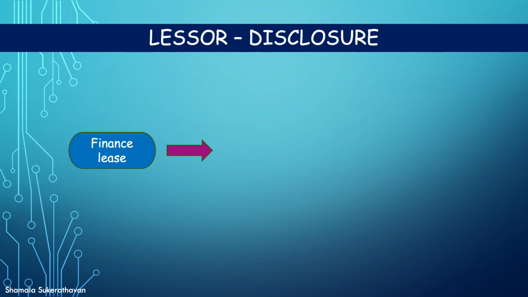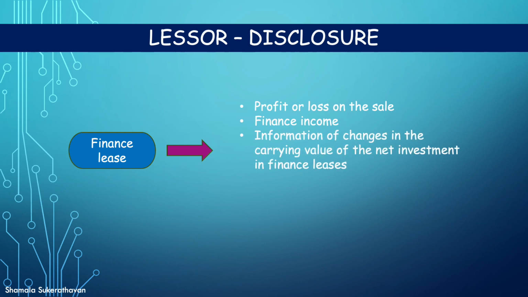IFRS 16 requires for finance lease a lessor to disclose the following: 1. Profit or loss on sale. 2. Finance income on the net investment in lease. 3. Information of changes in the carrying value of the net investment in finance leases. 4. A maturity analysis of lease payments receivable.